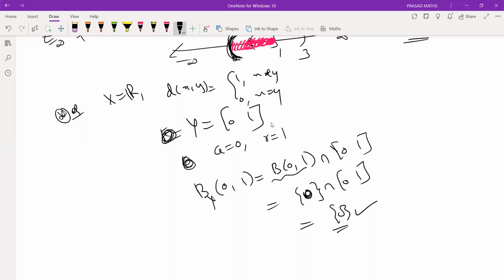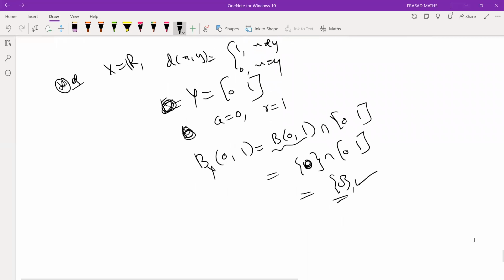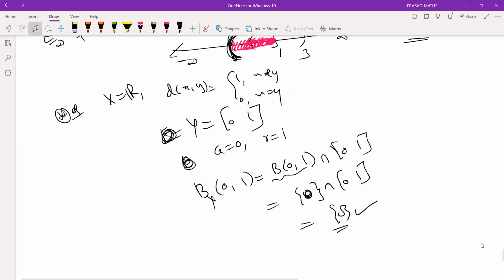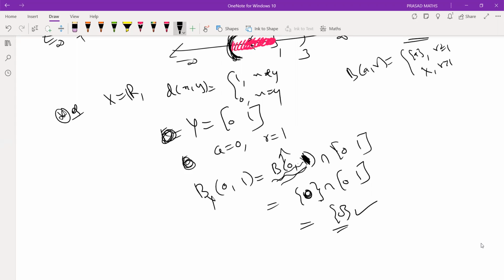Are you getting it? Sir, how did we get this one? You know, the open ball centered at 0 with radius less than or equal to 1, in discrete, is the singleton 0. You know what the open ball centered at A with radius r is in discrete? It is the singleton A if r is less than or equal to 1, and the full space if r is bigger than 1. Discrete means the singleton 0 itself. Intersection with Y, closed [0,1], means the singleton 0. Is it clear?